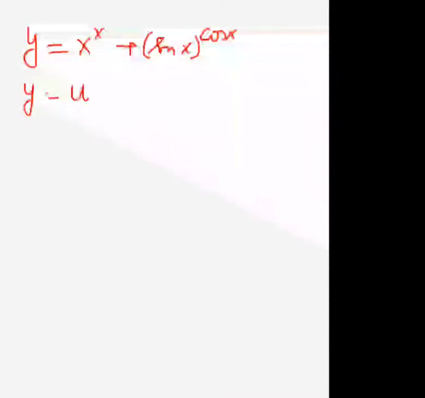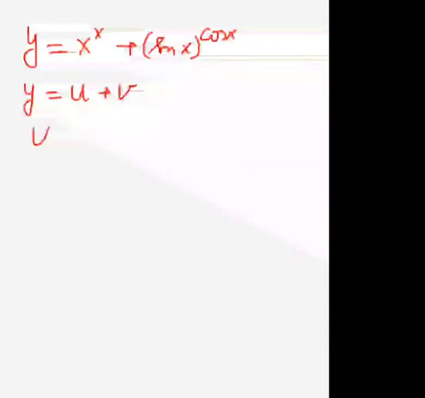So a question I'm taking is, again I'm saying to you, similar questions will be asked in the board examination also. y is equal to x to the power x plus (sin x) to the power cos x. We can suppose y is equal to u plus v.